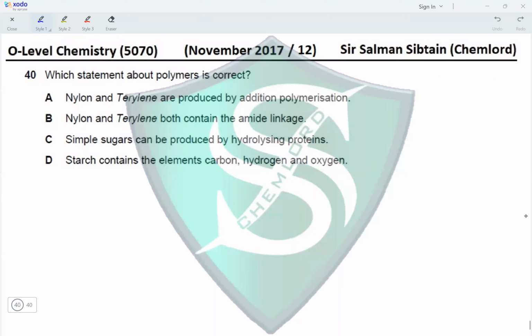Question 40. Which statement about polymers is correct? Nylon and terylene are produced by addition polymerization. Nylon is a polyamide. Terylene is a polyester. Both of them are formed by condensation polymerization. Nylon and terylene both contain amide linkages. Nylon does contain amide linkage. Terylene contains an ester linkage, making this option incorrect as well.